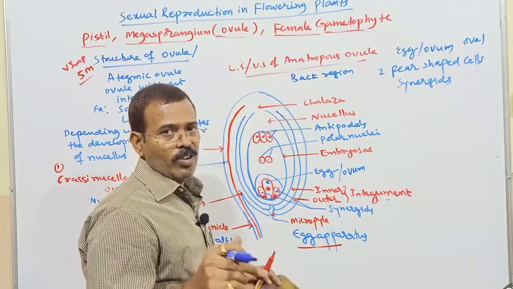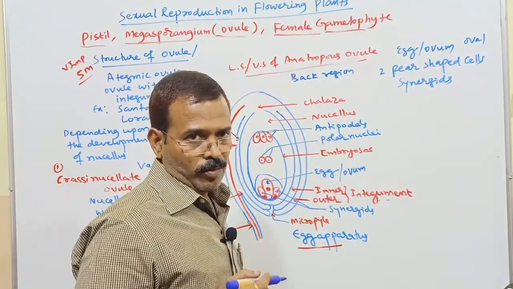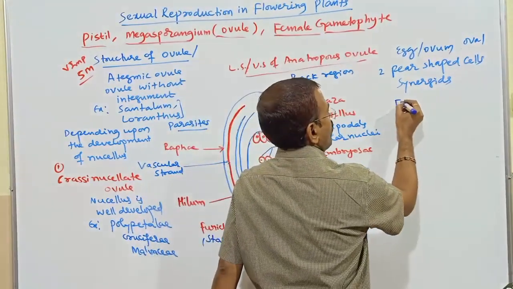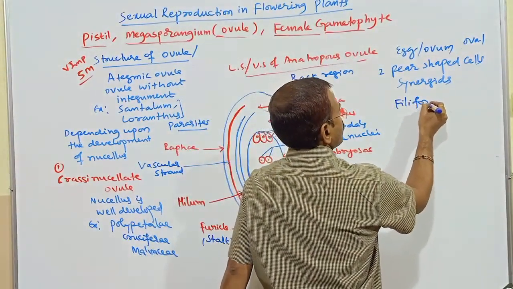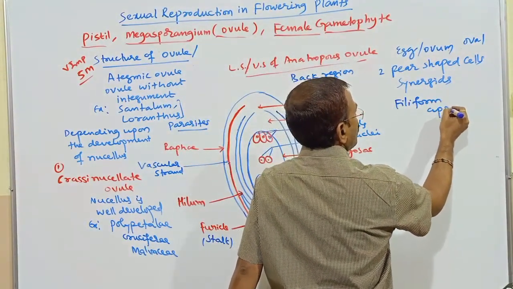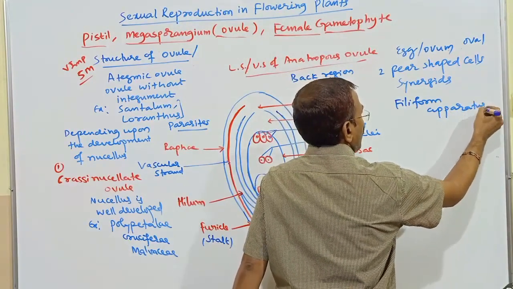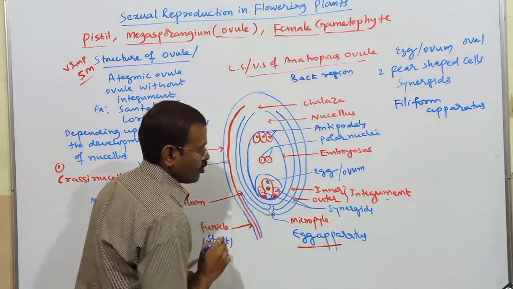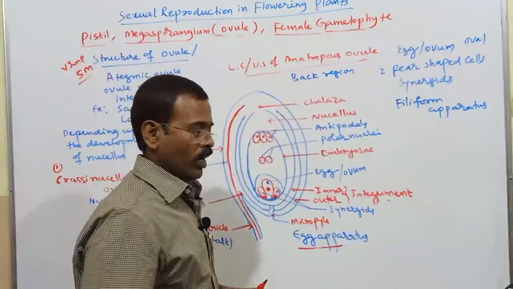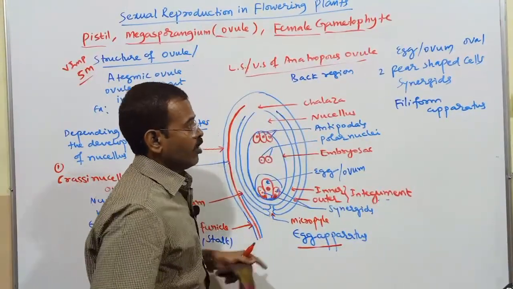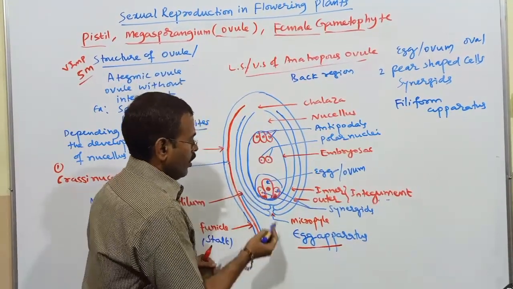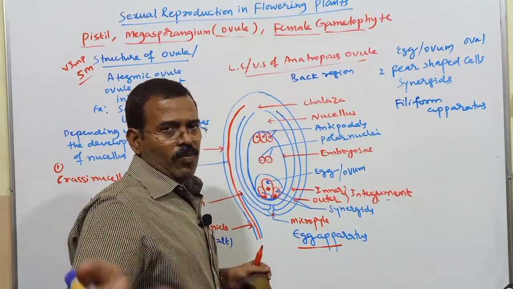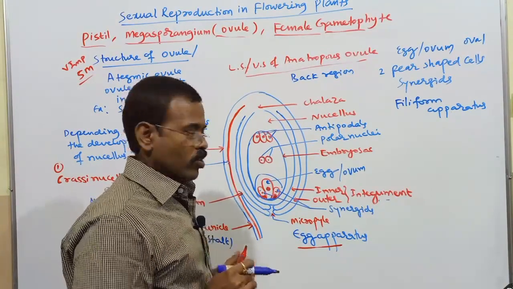The synergids have special thickening, finger-like projections, called the filiform apparatus. What you are seeing, these finger-like projections or special cellular thickenings, we call the filiform apparatus. The egg can fuse with the male gamete, resulting in the formation of a diploid zygote.